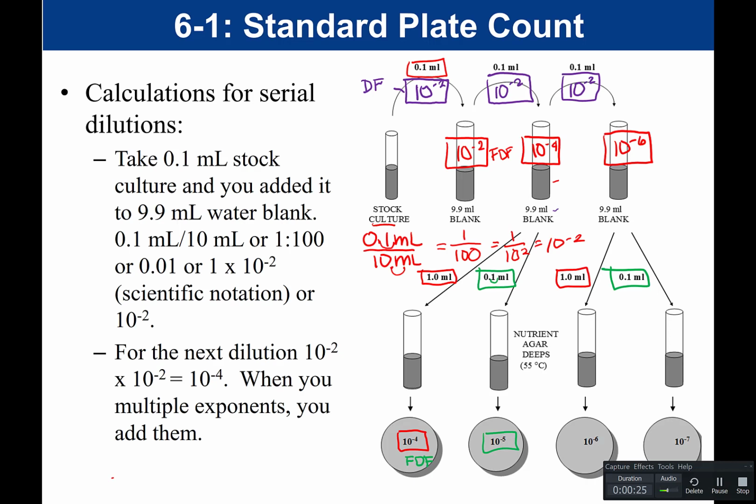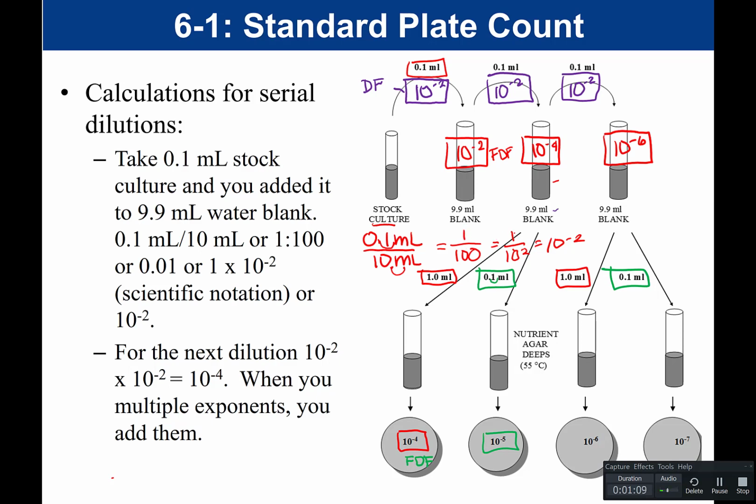So just a reminder about our serial dilutions and our dilution factors. Remember that the way that we calculate our dilution factor is that we take the volume that we're transferring. So starting at the top, we take 0.1 milliliters and we transfer that into a final volume of 10 milliliters. So we have 0.1 milliliters into 10 milliliters. Now we want to convert that into 1 over some number. So I had to move my decimal point 1 place to the right on the top, which means I had to move it 1 place to the right on the bottom. So now my dilution would be 1 over 100.